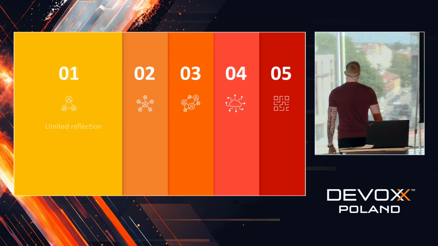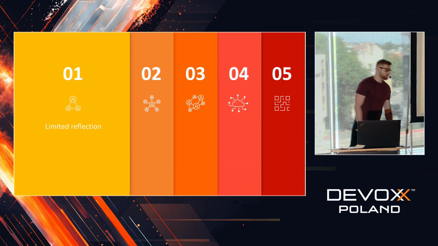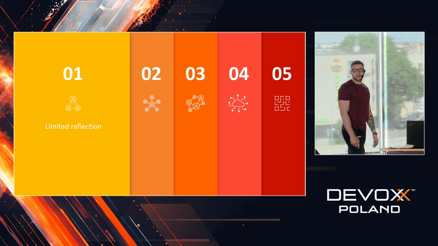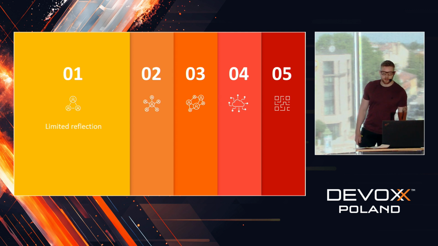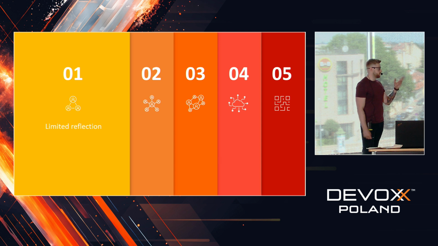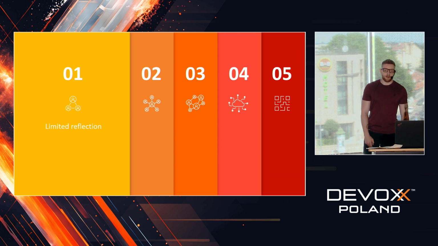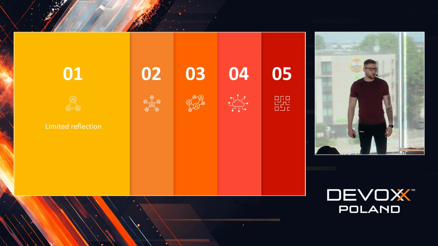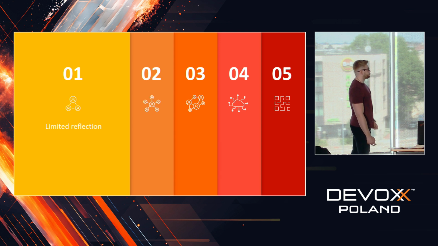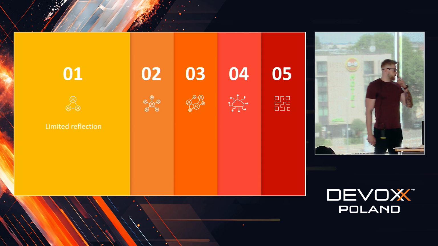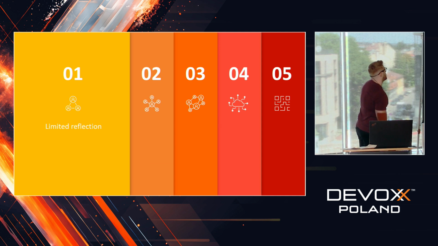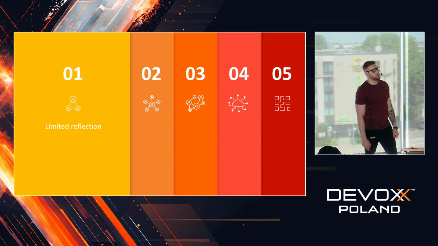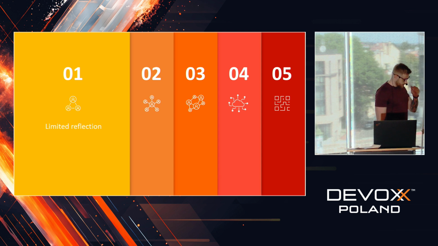Right, so number one being limited reflection. I actually know a couple of people that would say that's a good thing. But however you like to look at it, if your application relies heavily on reflection, then there might be some additional configuration that's going to be needed. There might be some code workarounds needed as well. And actually, one of the popular libraries that doesn't work with GraalVM is Mockito.